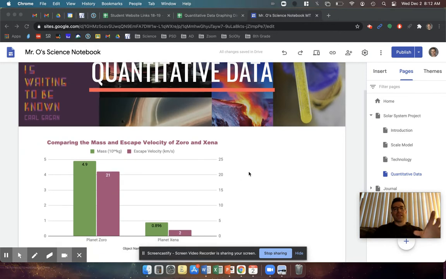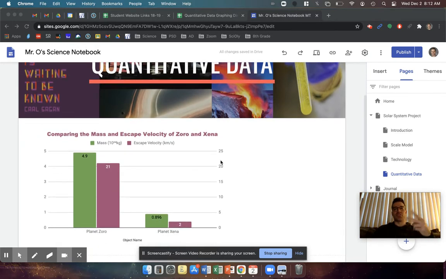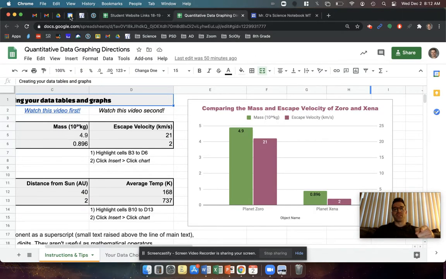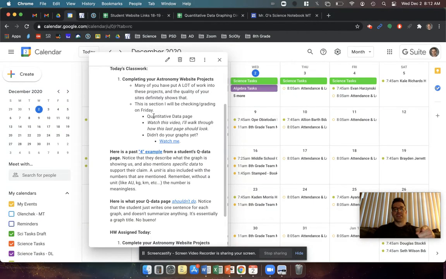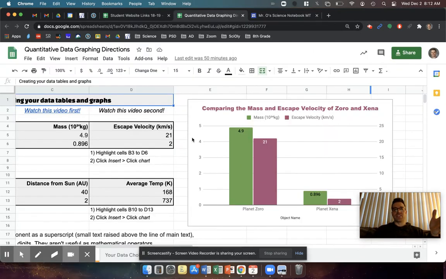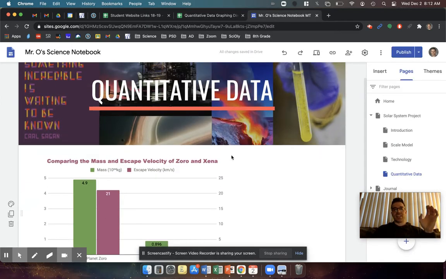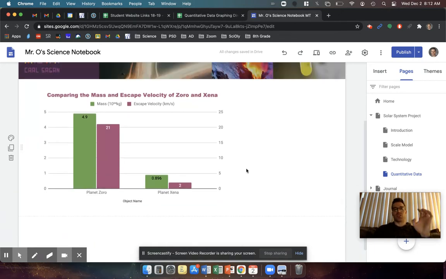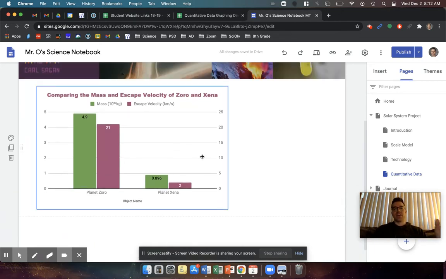You should have already copied in your two graphs from here. Again, if you didn't do those, there's a link in today's tasks to making the graphs. To copy those in, you just selected the graph, Control C, then in your quantitative data page, you pasted this in here. You should have both. Make sure that they're large enough that I can see them, and also when you enlarge them, that the axes or the title is not cut off.